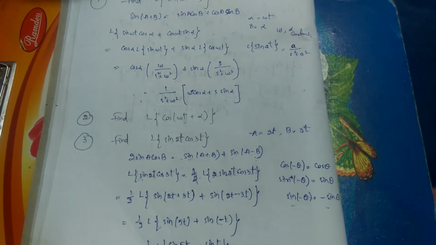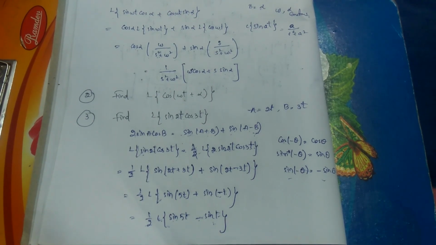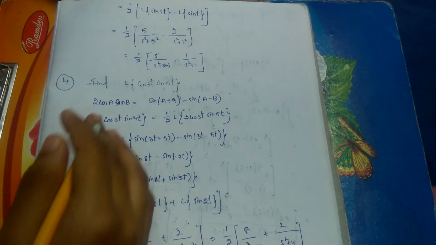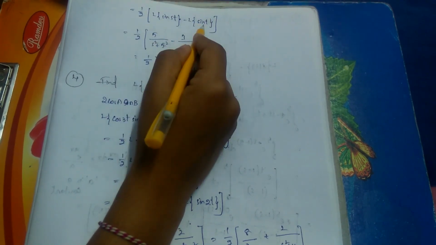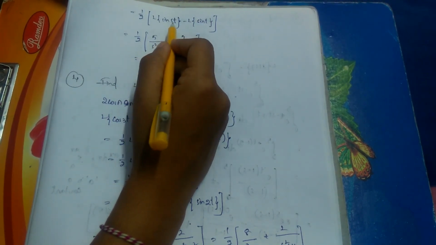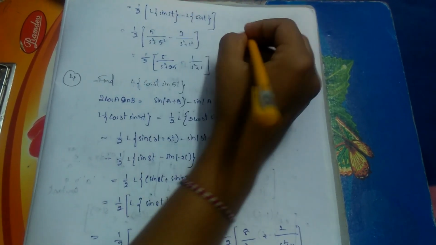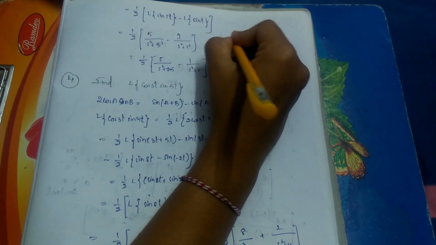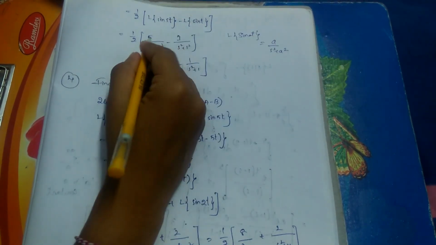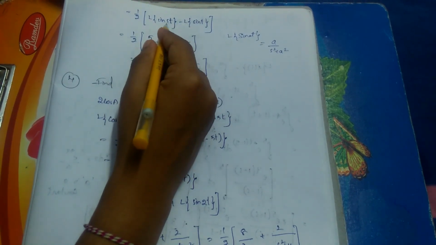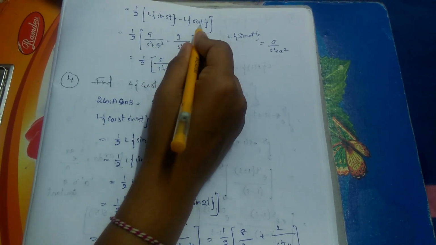Now we can apply the Laplace transform to each of the terms separately. So 1 by 2 is common for both terms: the Laplace transform of sine 5t minus the Laplace transform of sine t. The Laplace transform of sine a t is a by s square plus a square. So 5 by s square plus 5 square, where a is 5, minus sine t, that is 1 by s square plus 1 square, where a value is 1.